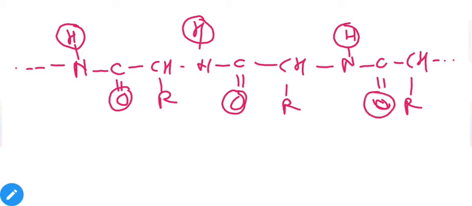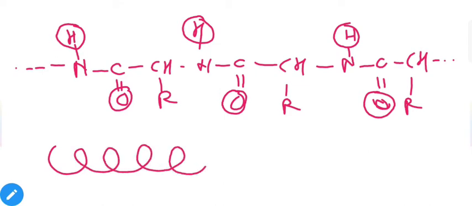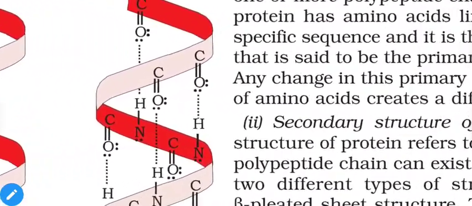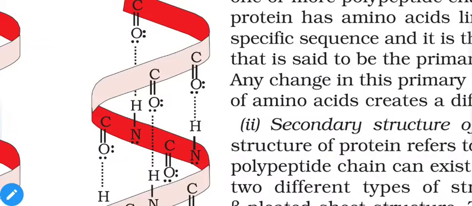So when we twist this structure like this, there is a possibility that hydrogen attached with nitrogen and oxygen attached with carbon can form hydrogen bonds between them, and this is the reason why this type of coiled structure is obtained. So this type of helix structure is obtained because of self attraction. That means we can say that this is because of intramolecular hydrogen bonding.